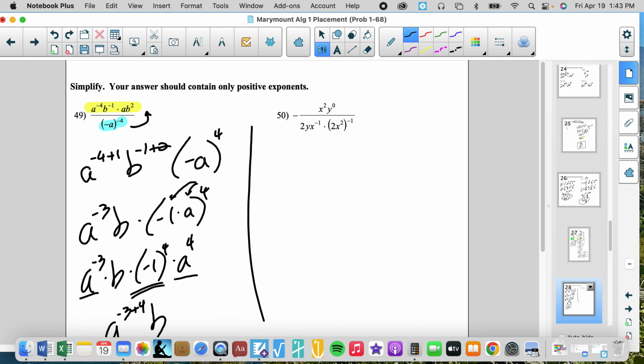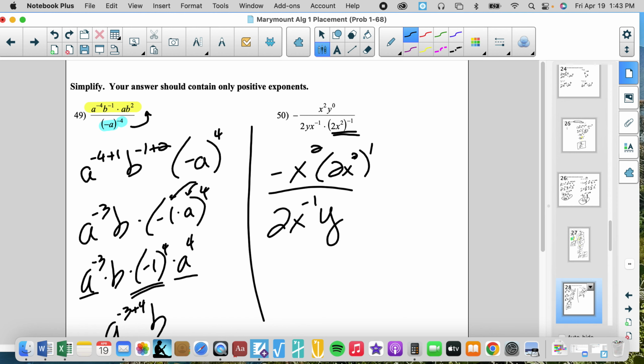Well, let's deal with y to the 0. So you have x squared. Let's put that negative up there. We have to do this exponent. I'm going to move that up. 2x to the second to the first, which anything to the first is just what that is. That's 2x to the negative 1y.